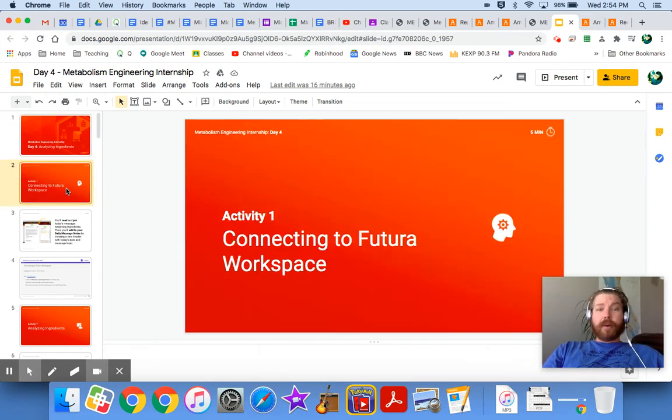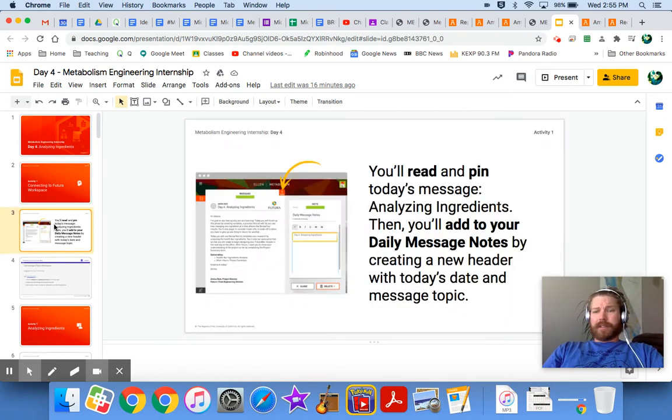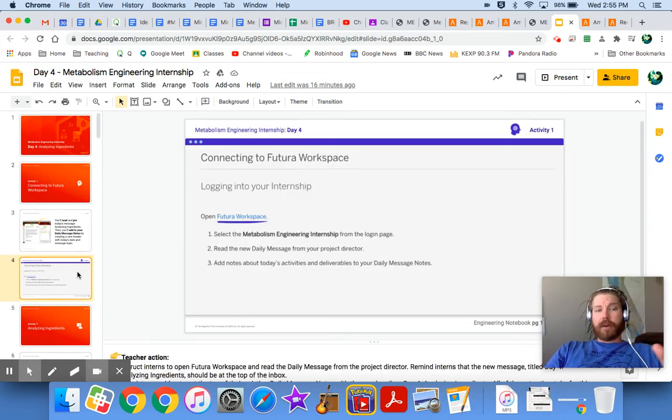Okay, so first thing is always you're going to connect to the Futura workspace. You're going to look for your message. You're going to read your message. You're going to take any notes that you need to on your message. And I know in these instructions, they say pin it, so you can take notes while you're looking at it. If it's helpful, please do. But I do want you to take a look at that and see what we have to do today. So go ahead and do that and then come on back to me.